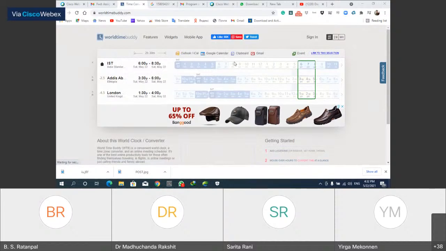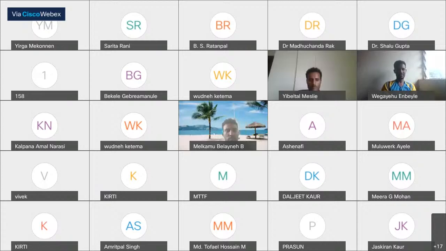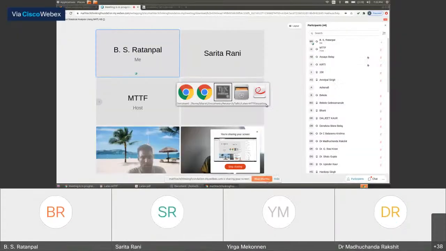Some other participant is sharing screen. Please stop sharing. Please don't share. Dr. BS Rattanpal sir, please share your screen. Okay, I'm sorry. Yeah, is it visible? Yes, sir, visible.